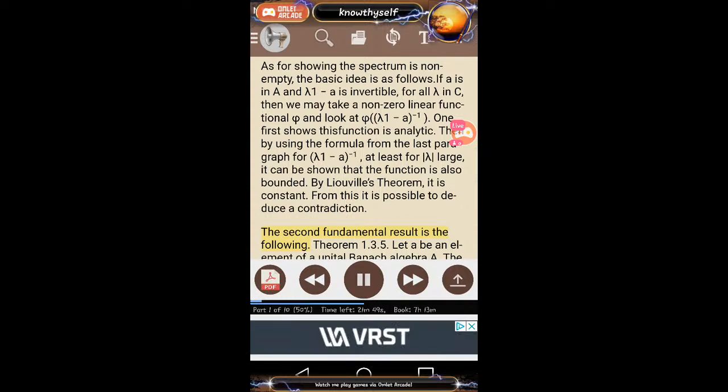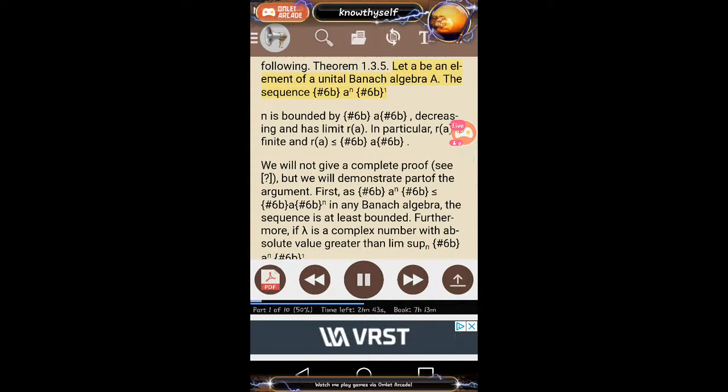The second fundamental result is the following. Theorem 1.3.5. Let A be an element of a unital Banach algebra. The sequence ‖A^n‖^(1/n) is bounded by ‖A‖, decreasing, and has limit r(A). In particular, r(A) is finite and r(A) is less than or equal to ‖A‖.